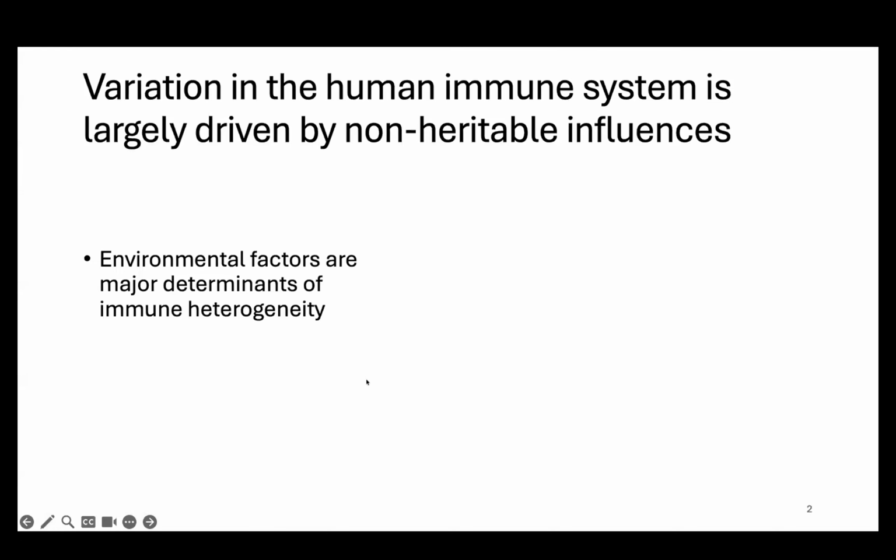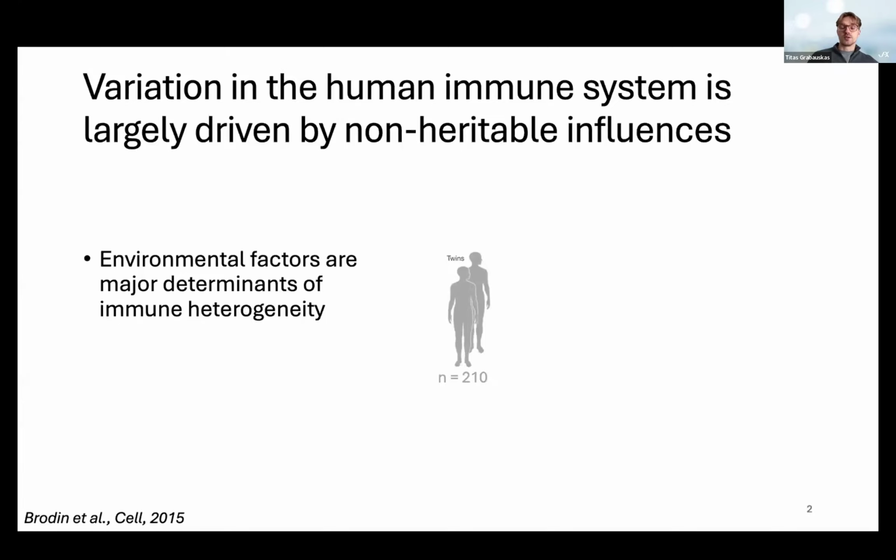In 2015, Mark Davis's group built an impressively large cohort of monozygotic twins to answer this question, where each twin pair had identical genetic backgrounds but different environments, especially as they aged. And using this cohort, they were able to show that environmental factors are actually major determinants of immune heterogeneity in humans.